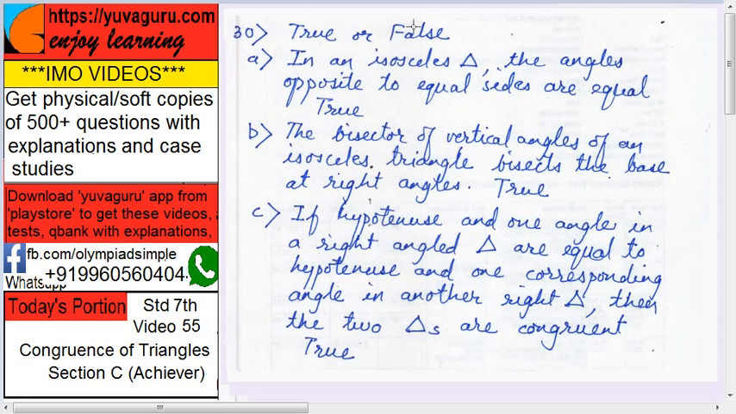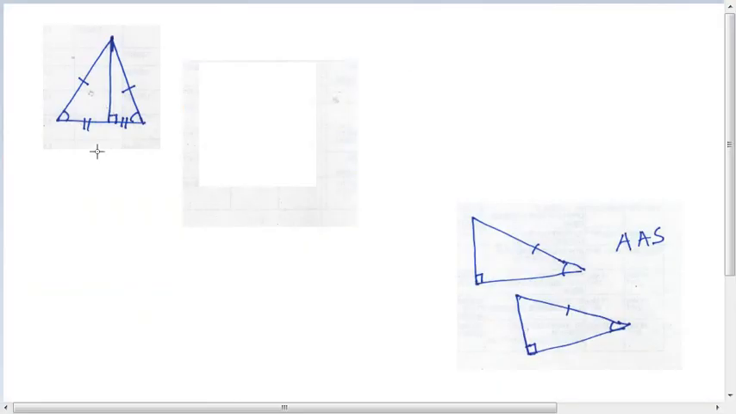True or false? In an isosceles triangle, the angles opposite to the equal sides are equal. Let's see. See this figure. This is an isosceles triangle, meaning these two sides are equal. So the base angles are always congruent. We have seen it in our earlier videos. Now base angles means what? The angle opposite to this side is this, and the angle opposite to this side is this. So the angles opposite to the congruent sides are always congruent.